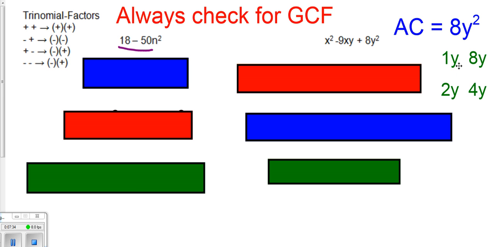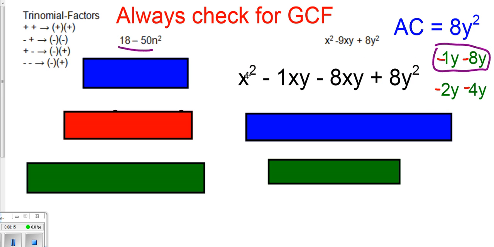As we break this down then, what factors will multiply to 8y squared? Well, that's 1y and 8y. These will multiply to that. Also, 2y and 4y. These will multiply to make that. We want to know which of these factors will add up then to negative 9y. Again, because this is positive, either these are both positive or they're both negative. Because we're looking for a negative 9y, we want these to both be negative. So, negative 1y and negative 8y have to be those factors.